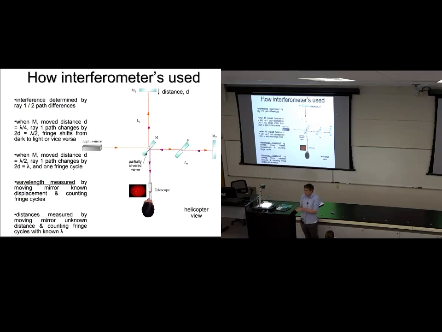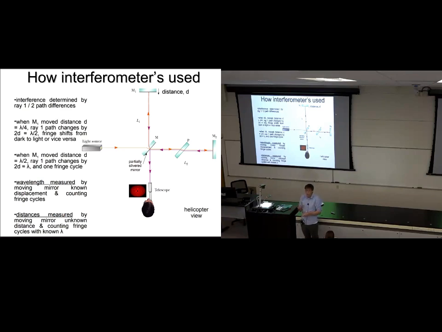And so this is the key to using the instrument to measure wavelengths and measure distances or lengths: the relationship that we just figured out between the change in the fringe pattern, going from a bright fringe to a dark fringe or a dark fringe to a bright fringe, and the movement of the mirror.